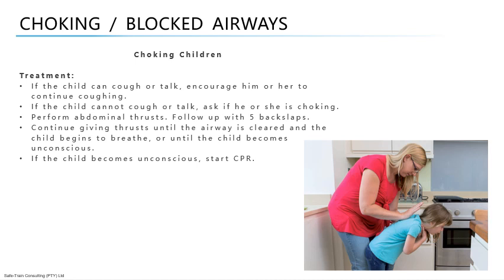Place the thumb side of the fist against the child's abdomen, above the belly button yet far below the tip of the breastbone. Put your other hand over the fist, and give 5 quick upward thrusts, into the patient's abdomen. Follow up with 5 back slaps. Continue giving thrusts, until the airway is cleared and the child begins to breathe, or until the child becomes unconscious. If the child becomes unconscious, start CPR.